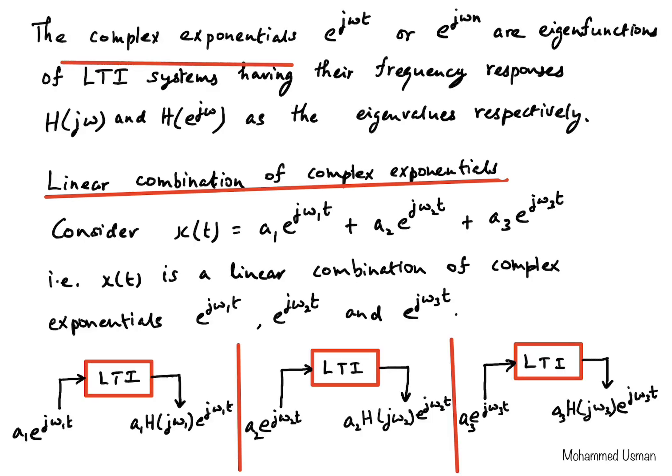So what we have seen here is that the complex exponential functions e power j omega t in continuous time and e power j omega n in discrete time are both eigenfunctions of LTI systems, and they have the scaling factor given as H of j omega for the continuous time case, and H of e power j omega for the discrete time case. So these are the scaling factors, and they represent what we call the eigenvalues of the LTI system. And the eigenvalues are nothing but the frequency responses of the LTI system.